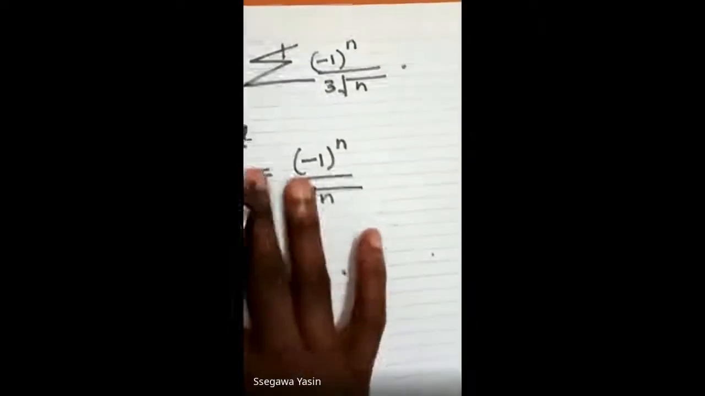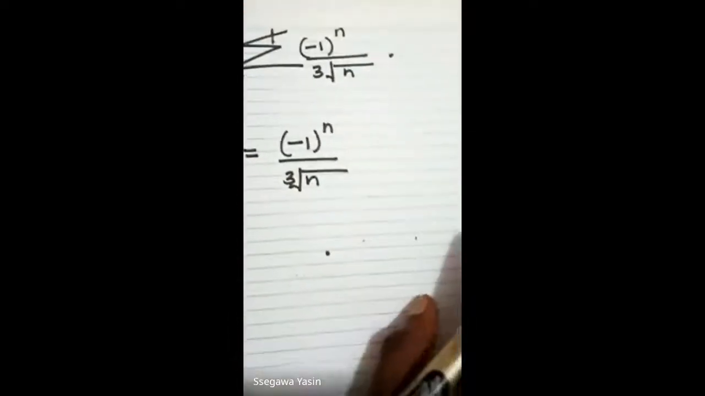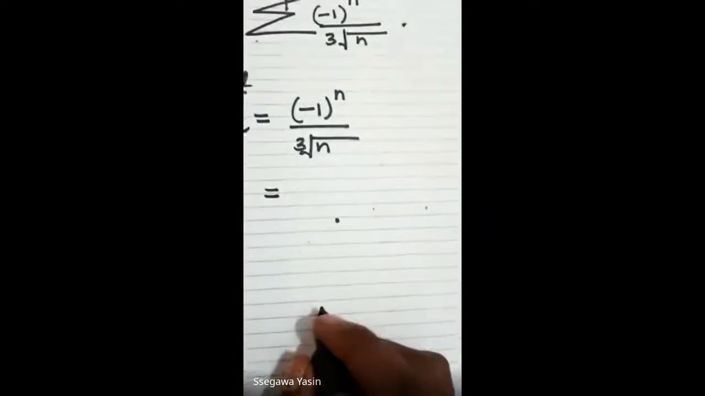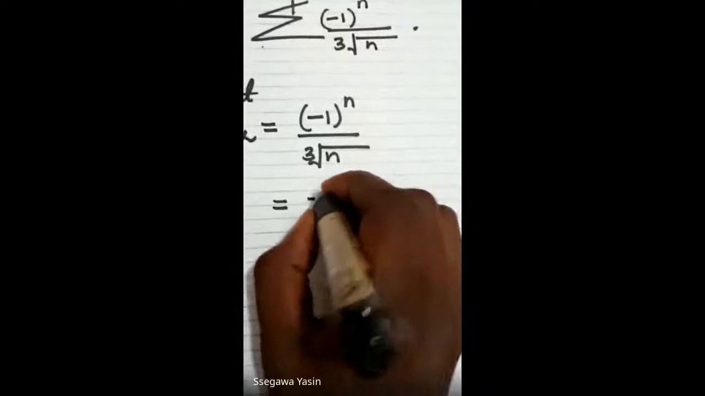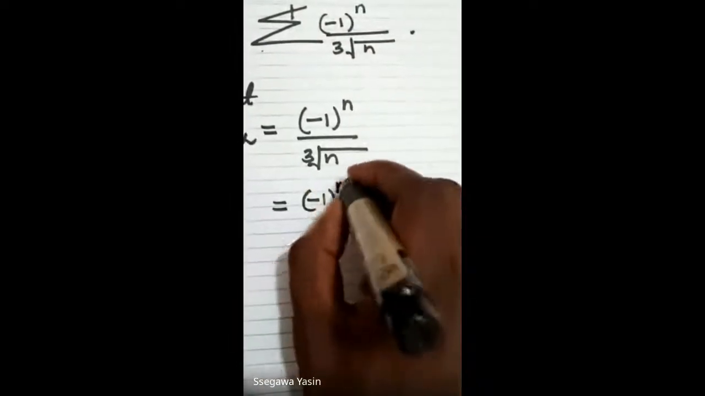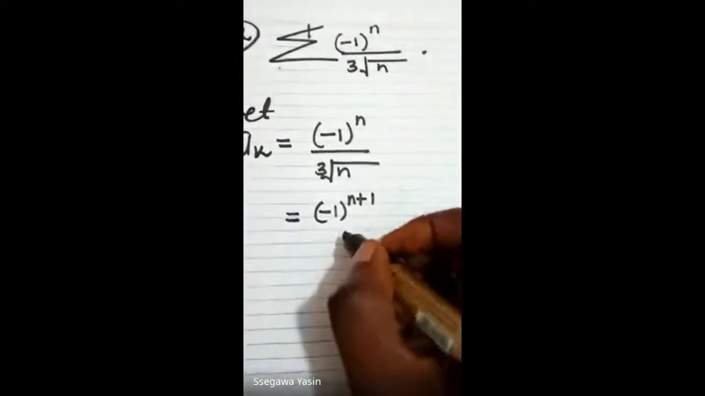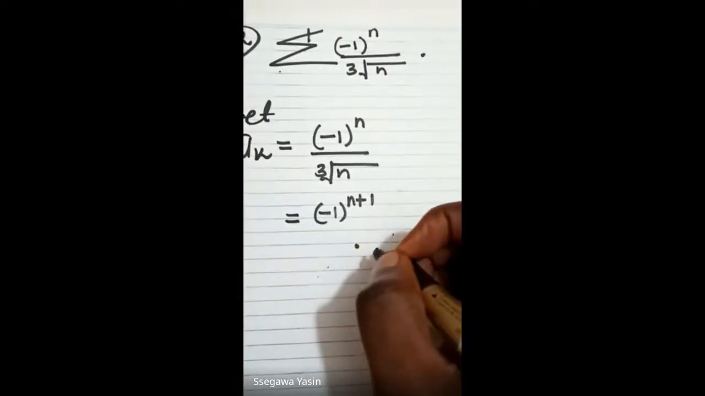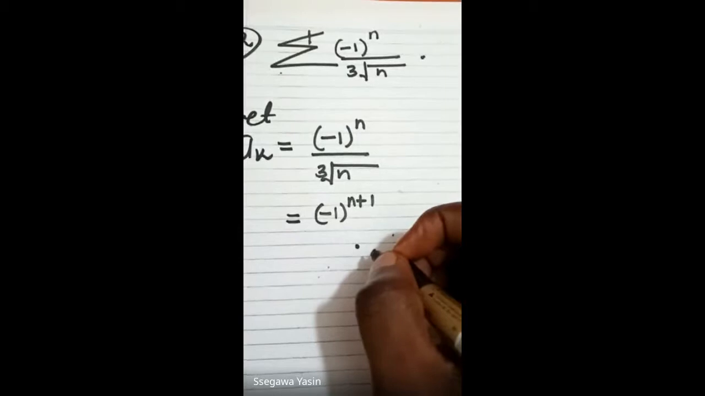Okay, I'm going to just do it because I wanted to show you from the previous work. This one equals, this is (-1) to the power n plus 1. Why am I introducing plus 1? Because it was there initially.